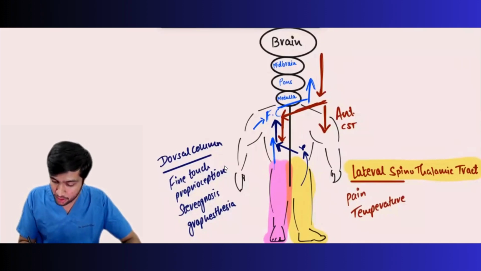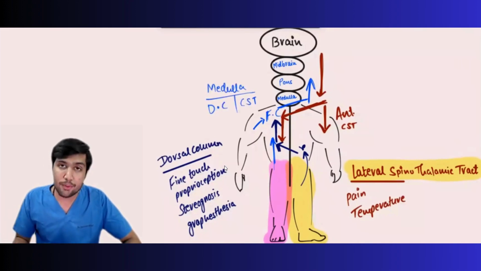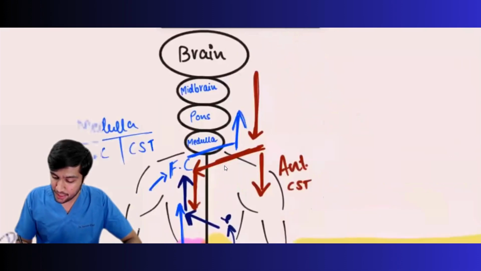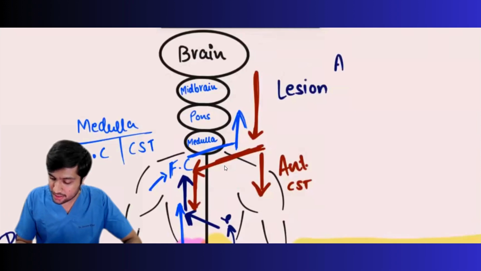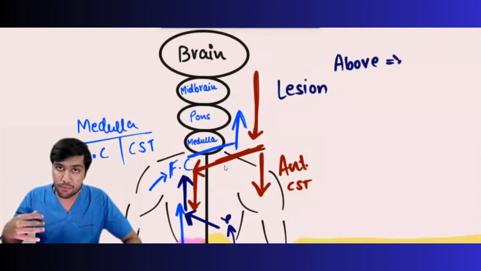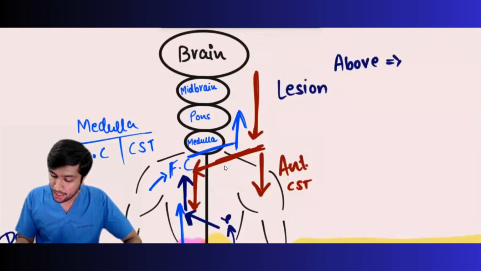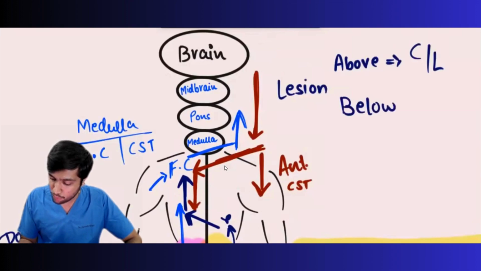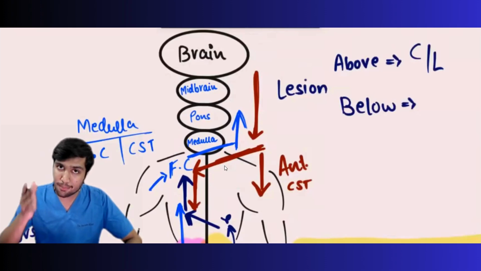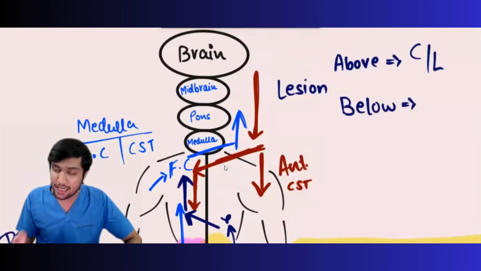At the level of the medulla, there were two tracts that were decussating. One was your dorsal column and another was your corticospinal tract. So the funda that you have to remember here is that whenever you have a lesion which is above the decussation, the loss of function that you will observe will always be on the contralateral side of the body. And if the lesion is below your decussation, the loss of function that you will observe will always be on the ipsilateral, that means on the same side of the body.